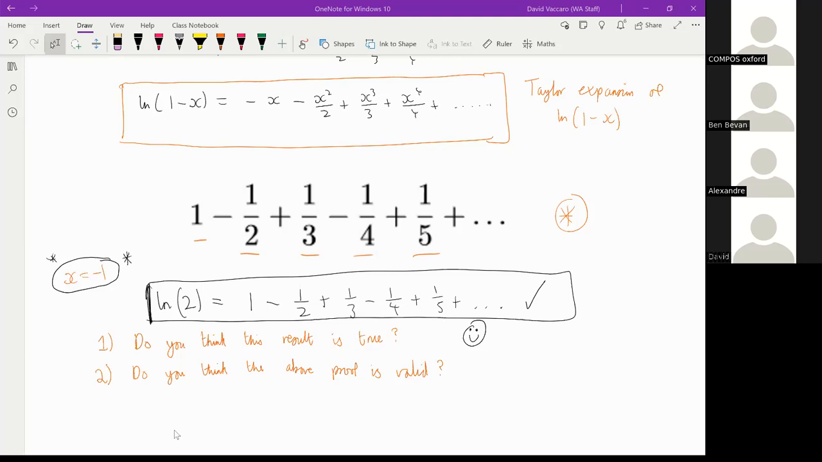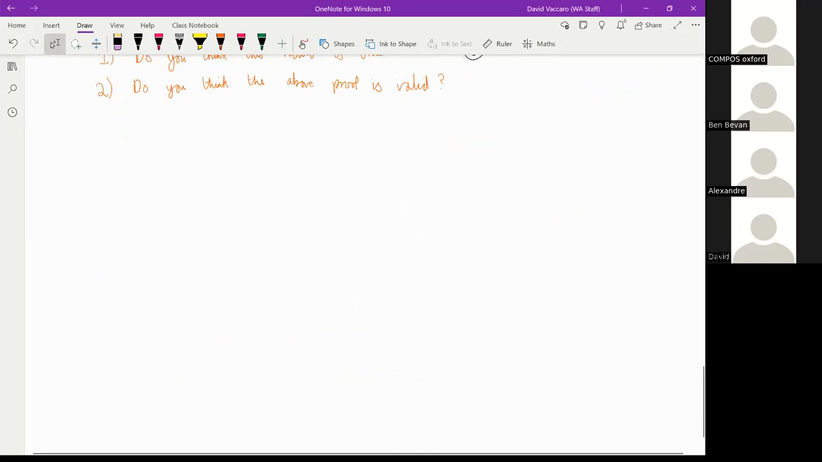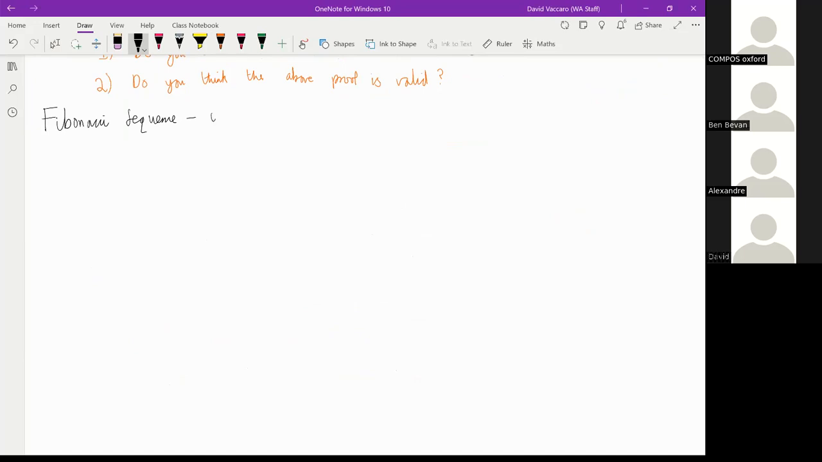Twos are in the lead. Right, 2s of 1. Okay. So this is the Fibonacci sequence via Taylor series. Okay, and the approach we're going to use is the approach of generating functions.